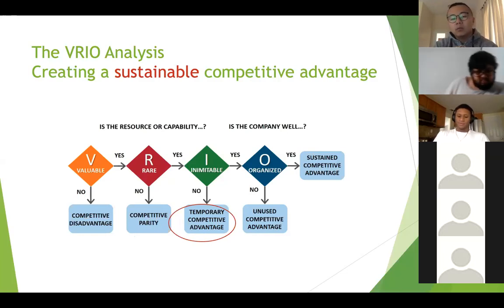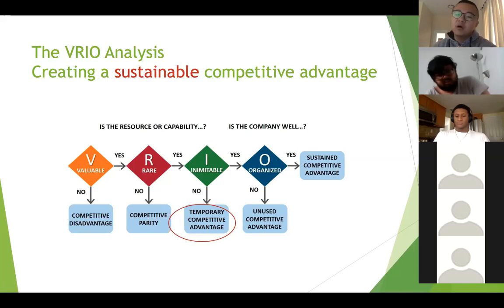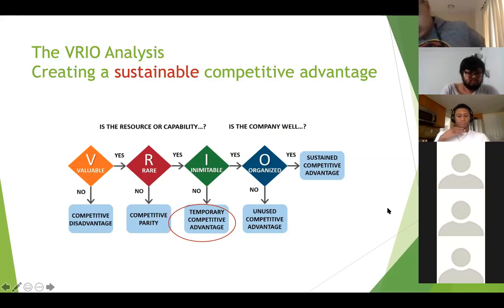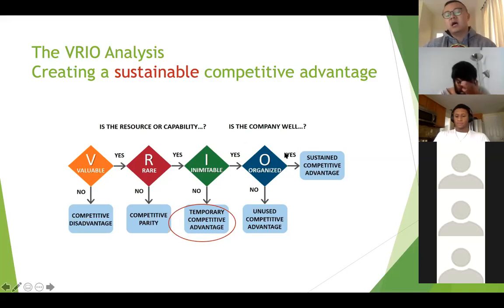Okay, so if the resources are valuable, rare, and inimitable, it can be a temporary competitive advantage. It is a competitive advantage, but it's just temporary, because other companies, in a shorter or longer time, can imitate what you have done before. So if you want to achieve sustained competitive advantage, you have to be organized. I mean, the different sectors of the company have to be organized.